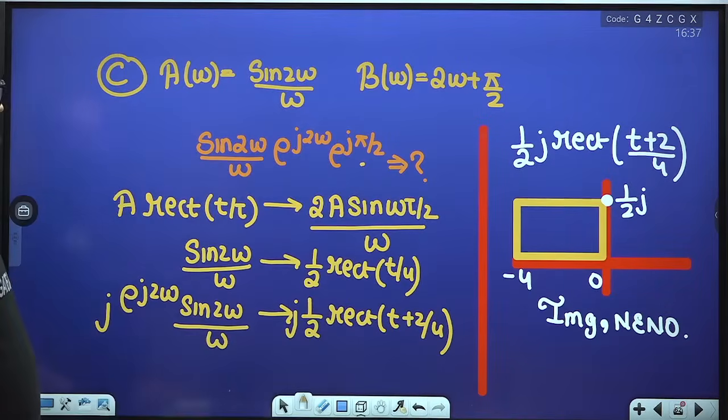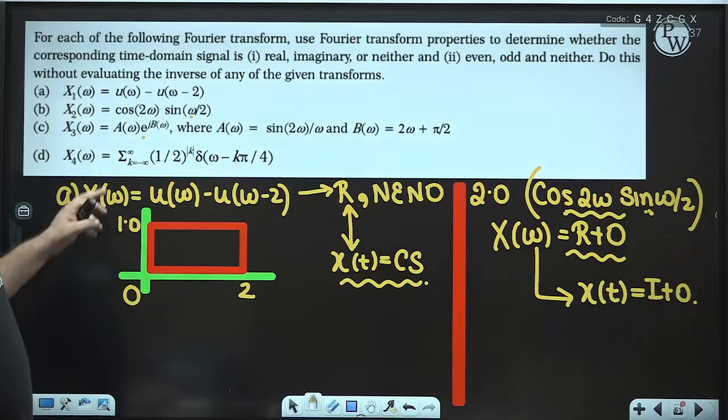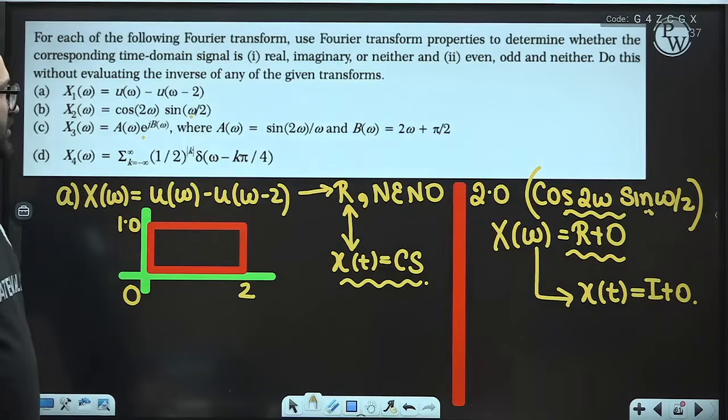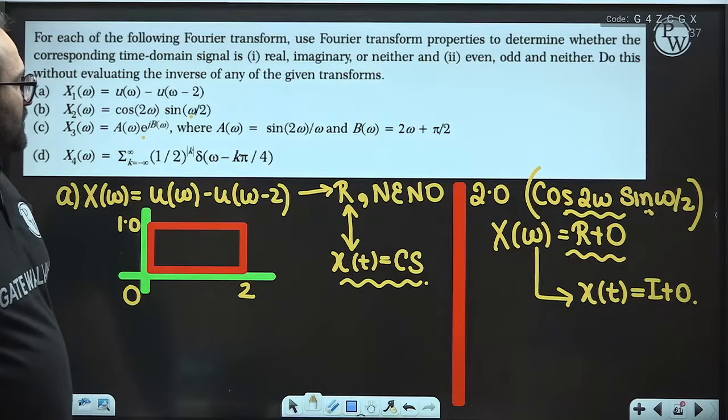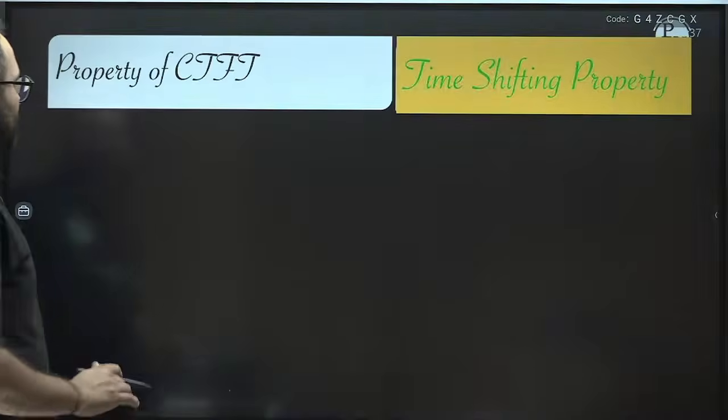Great. Now the last one, 1 upon 2 to power mod k, sine of omega minus k pi by 4. So let's do this also.